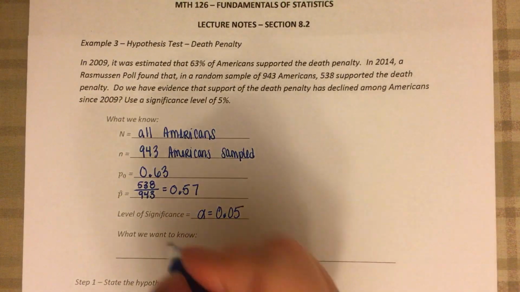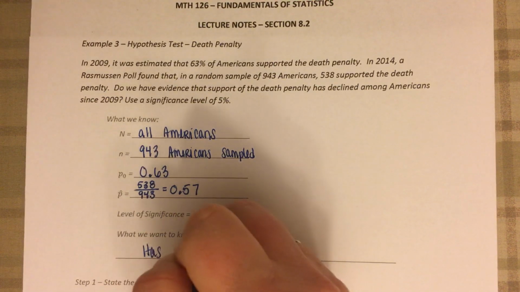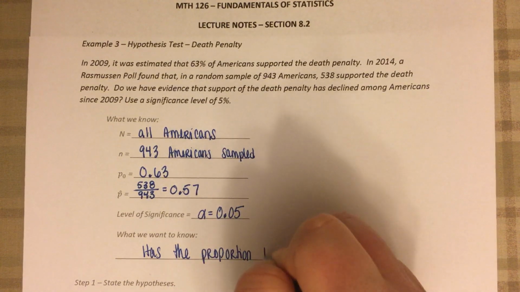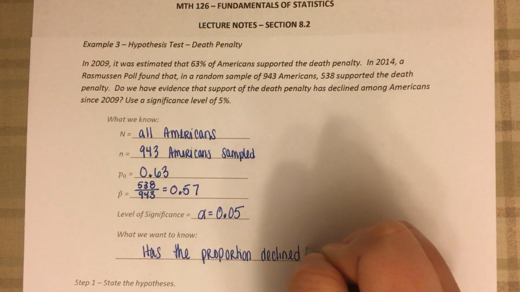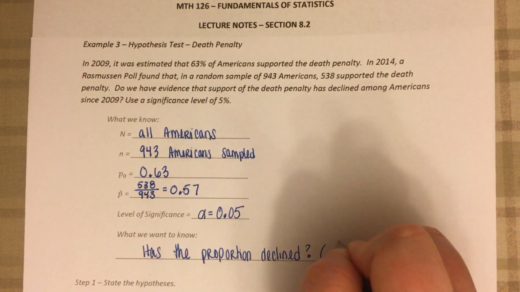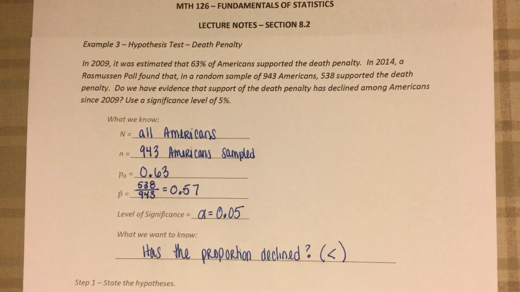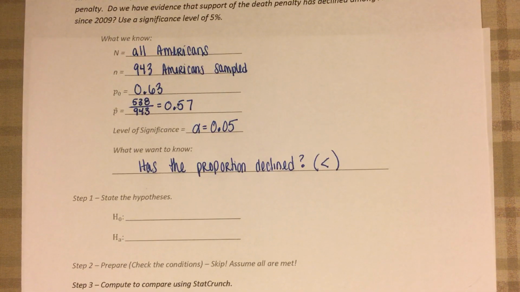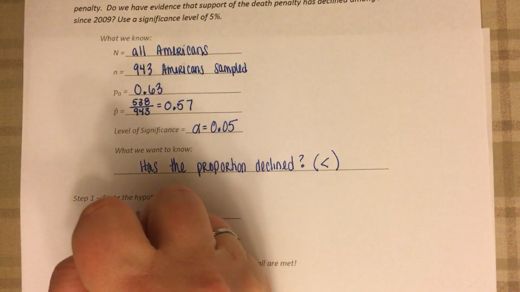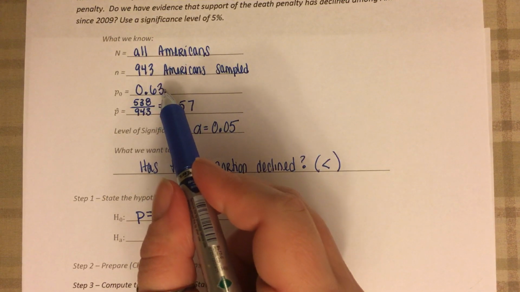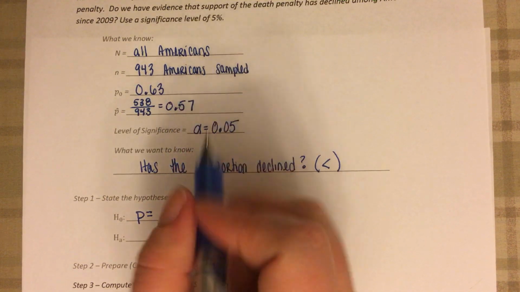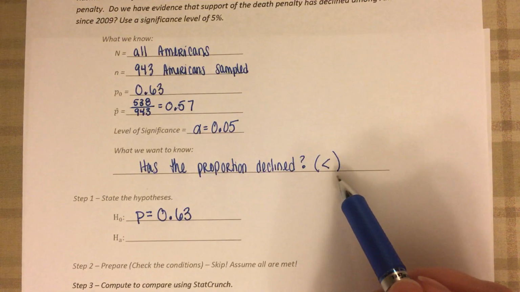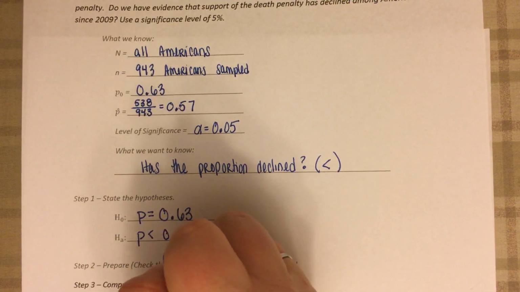Okay. Then looking at our question, what do we want to know? We are asked, has the proportion declined? And declined meaning we're thinking about a less than symbol. So our first step, state our hypotheses. Our null hypothesis, again, always has an equal sign. So p equals, and we always use our p naught, our original value from our original sentence. So p equals 0.63. And then our alternative hypothesis, we're going to use this symbol that we just saw here. So p is less than 0.63.